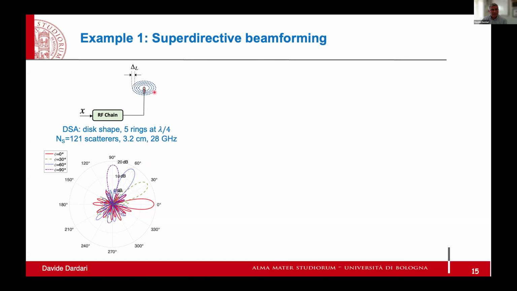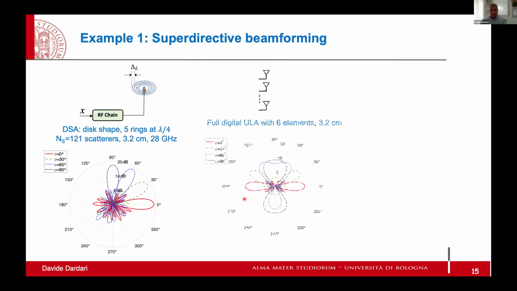And here are the results. This DSA has been designed in such a way as to obtain beamforming toward different angles. As you can see, the radiation diagrams are very, very nice. In particular, the shape doesn't depend on the angle, thanks to the circular structure. But as you can note, the gain is quite high, and it is interesting to compare this gain with the gain we would obtain using a conventional uniform linear array.